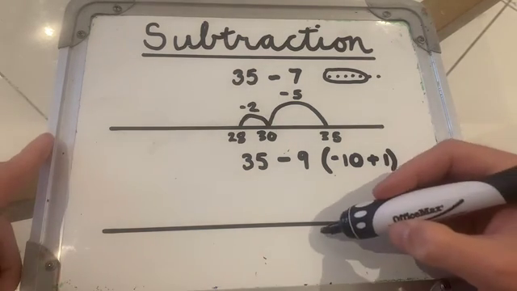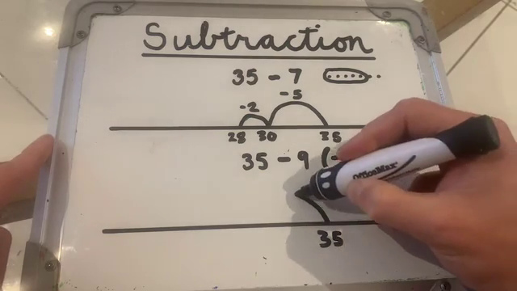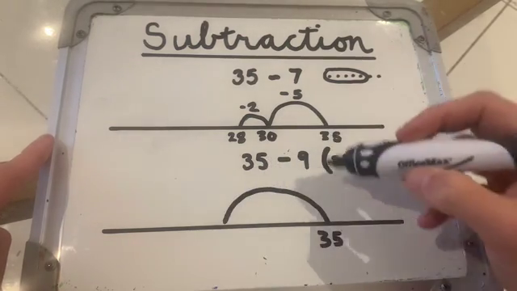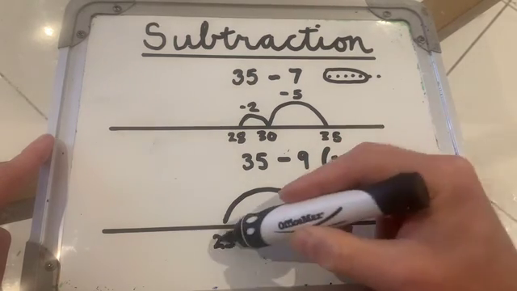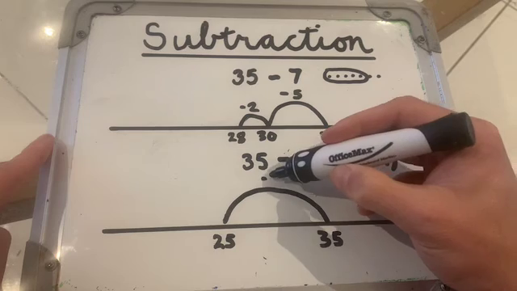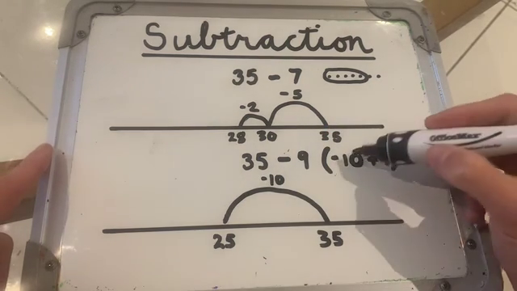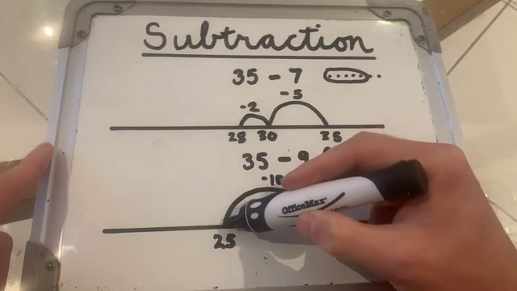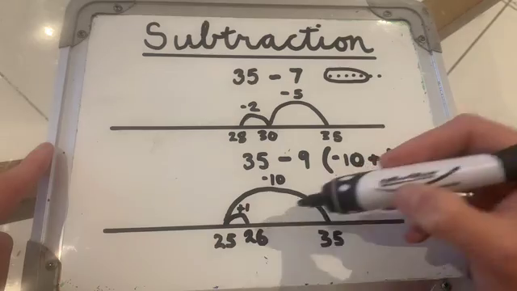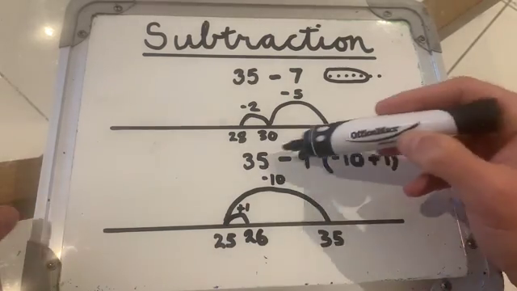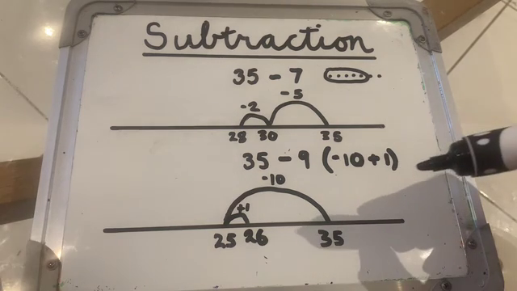So if we're on 35, if we start by taking 10, 35 take 10 is 25 because only the tens digit changes. So there's my take 10. But then I need to give 1 back because I've taken too many. So I count 1 ahead, plus 1 is 26. So the answer to 35 take 9 would be 26.